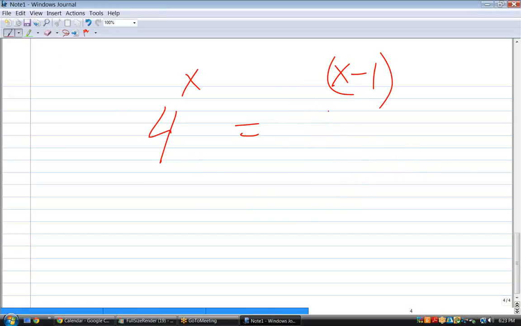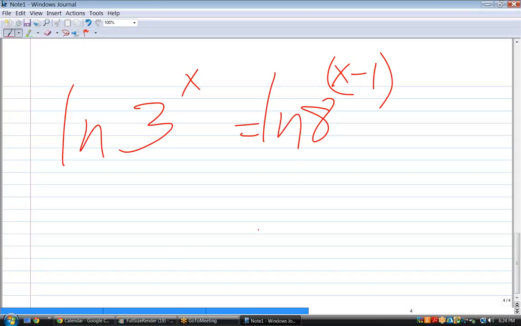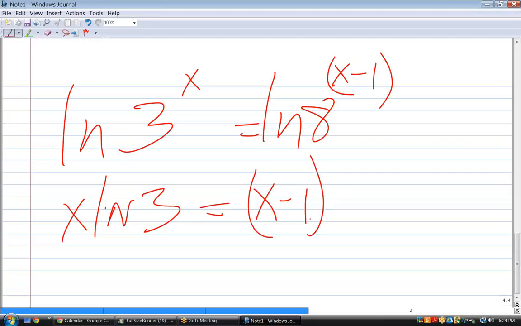I suppose if this were a 3, no, I'd have to use logs. There's just no way to solve this without logs. Take the natural log of both sides, or the common log, bring the exponent down there, and now proceed to solve it using algebra.